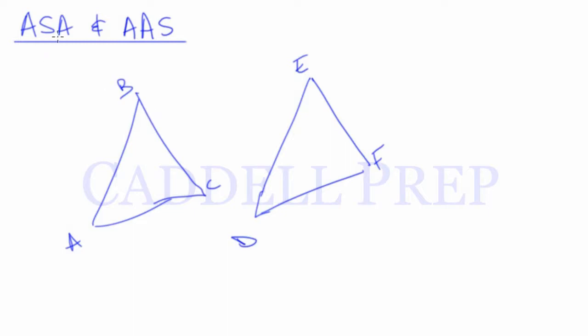Alright, let's go over angle side angle and angle angle side, two methods we could use to prove that two triangles are congruent. So angle side angle means that we're going to have a side in between two angles.